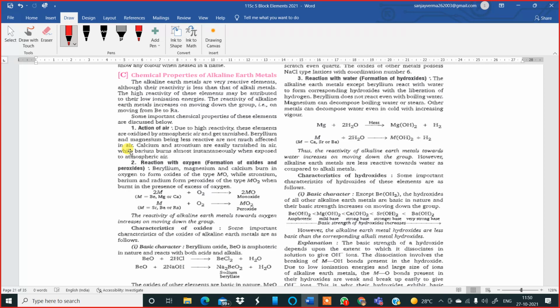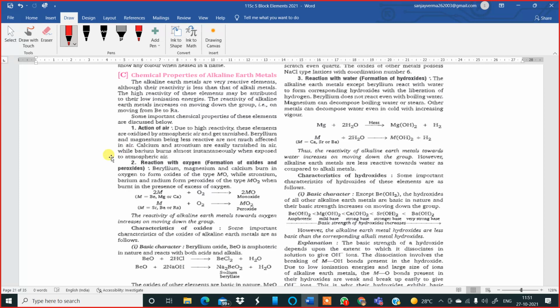You must know that. Now, since they are very reactive elements, the reactivity is less than that of alkali metals. This is one important sentence I'll tell you several times. The alkaline earth metals are very reactive elements, although the reactivity is less than that of alkali metals. Reactivity is less because they have two electrons. And if you are moving from left to right across the period, or moving from alkali metals to alkaline earth metals, you will find that the size of the atom becomes smaller because the number of shells is not increasing. The number of shells is the same across the period.